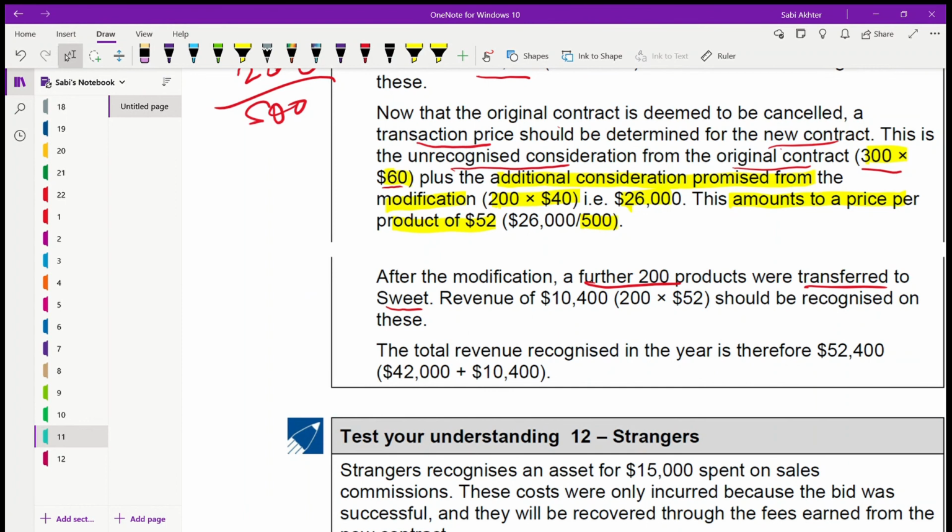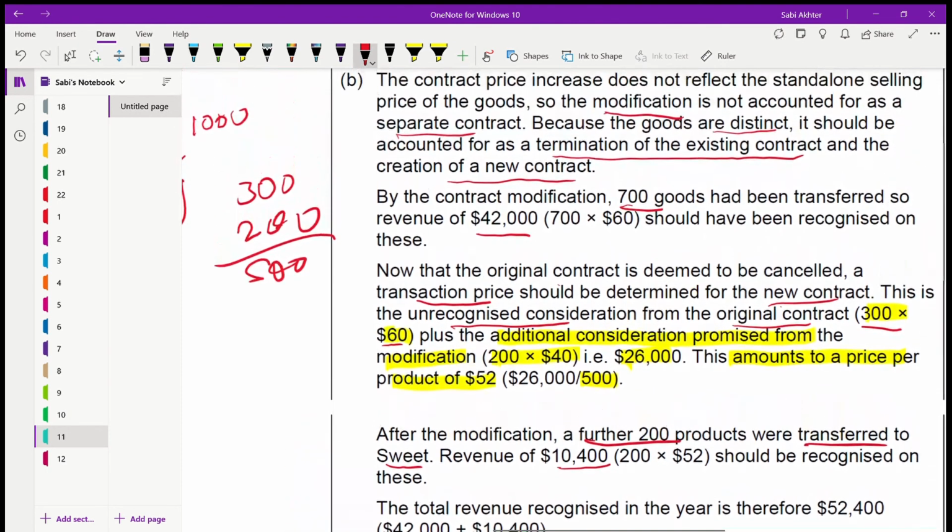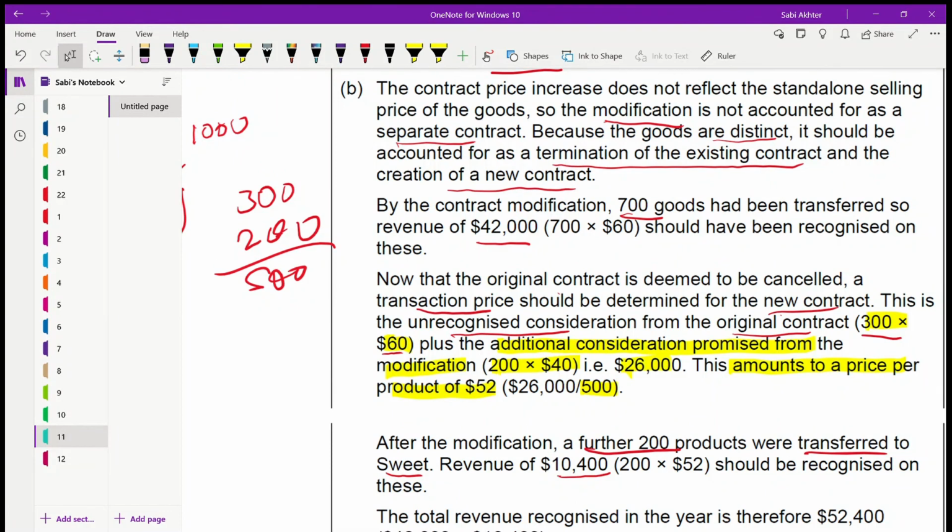So you have to recognize the revenue at what? You have got the price per product, which is 52. So 200 into 52, which is this much of revenue you should recognize. So the total revenue recognized in the year is how much? After modification, this one; before modification, 42,000, the 700 into 60, what you have transferred. So this and that after modification, this you add.